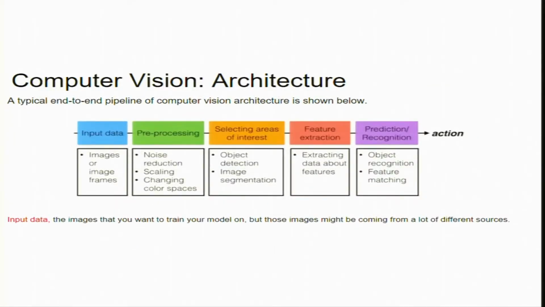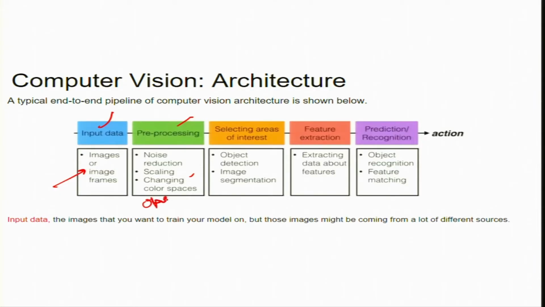So, let us see what the architecture for computer vision is. The typical end to end pipeline for computer vision architecture is that first you have to get the input data, that is, images of those particular objects which need to be classified first. These objects require pre-processing, that means the noise in the images needs to be reduced. The image needs to be scaled, and sometimes the color also needs to be changed.